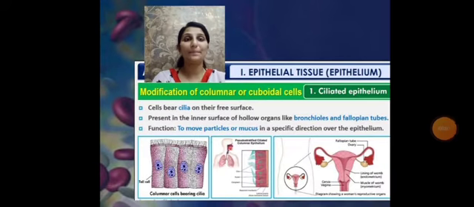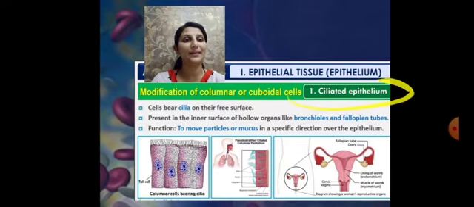The simple epithelium, that is the columnar and cuboidal, may sometimes have modifications. The first type of modification is the presence of cilia. If the columnar or the cuboidal cells have cilia, they are called a ciliated epithelium. The cells bear cilia on the free surface. We can see cilia present on the free surface.